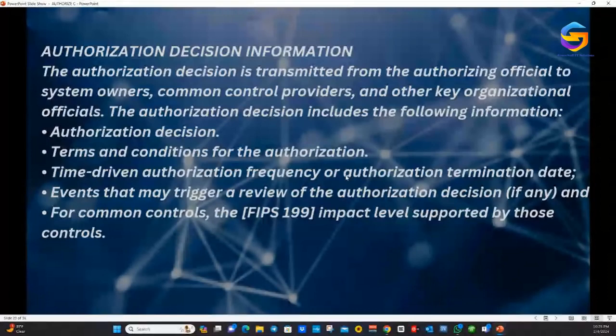Review it, the decision is made, terms and conditions, and time given to the system, depending on the risks attached to the system. 3 years maximum, maybe 2 years, maybe 6 months. It depends on the AO. He or she has the final say. And also, list the events that may trigger it. There are so many of these, which we shall look at in our subsequent video.